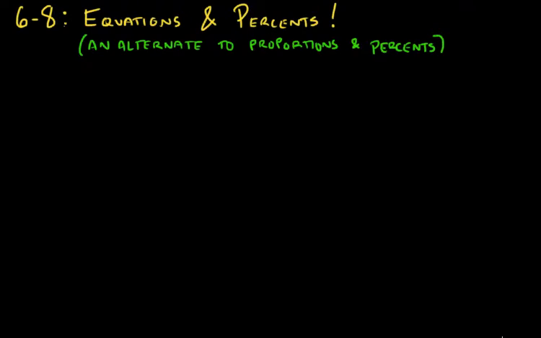In the last video I made a video about how percents relate to proportions. So this is kind of like an alternate. I know a proportion is basically an equation, a special type of equation. But I just want to show you that there's another alternative way to do those types of problems, where we can just set up an equation and solve for the missing variable, or solve for the missing number.